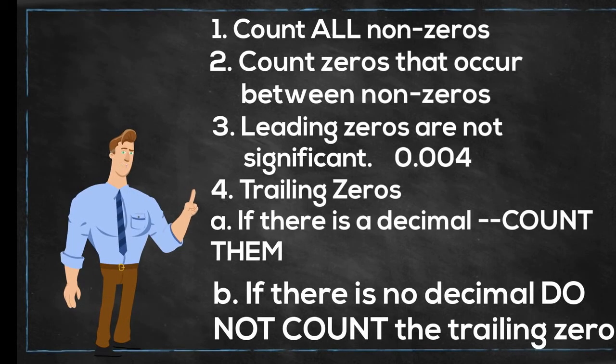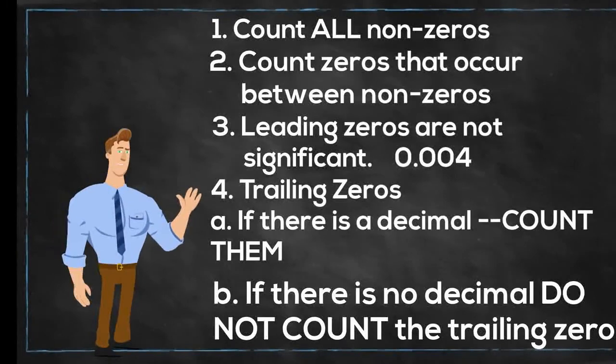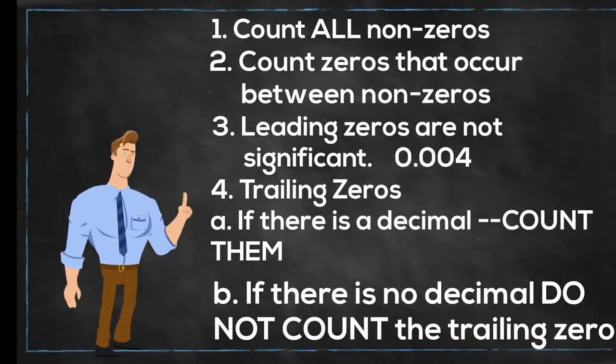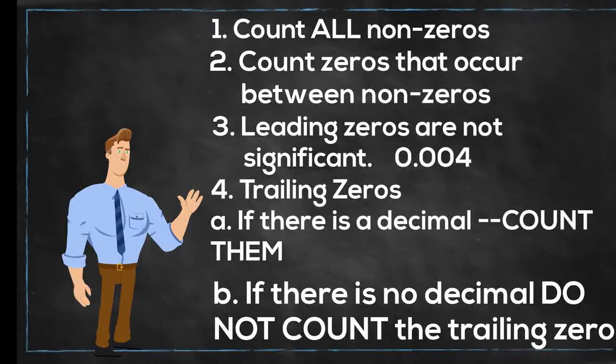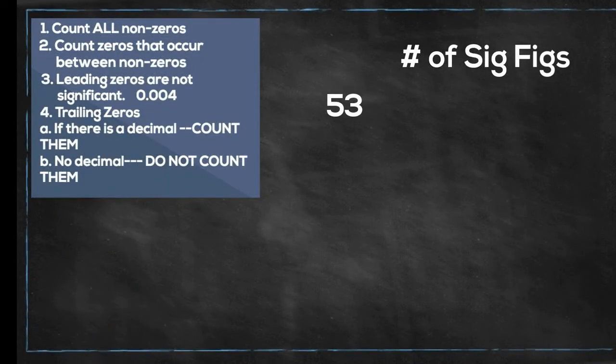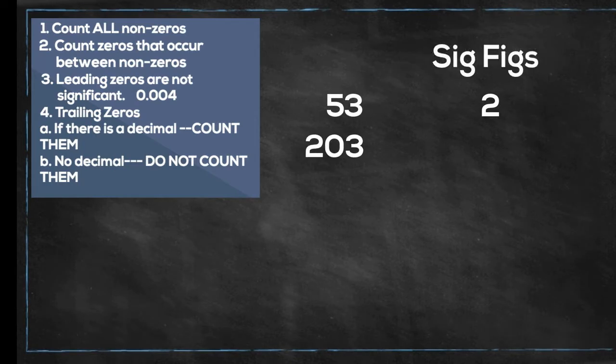Let's get started with a couple examples, and I have the rules here to remind you. 53. This one's fairly straightforward. They are all non-zeros, the 5 and the 3, so you will have 2 significant figures. Next, 203. Again, you have 2 non-zeros, the 2 and the 3, but you have a 0 in between, so you will have 3 because you will count them all.